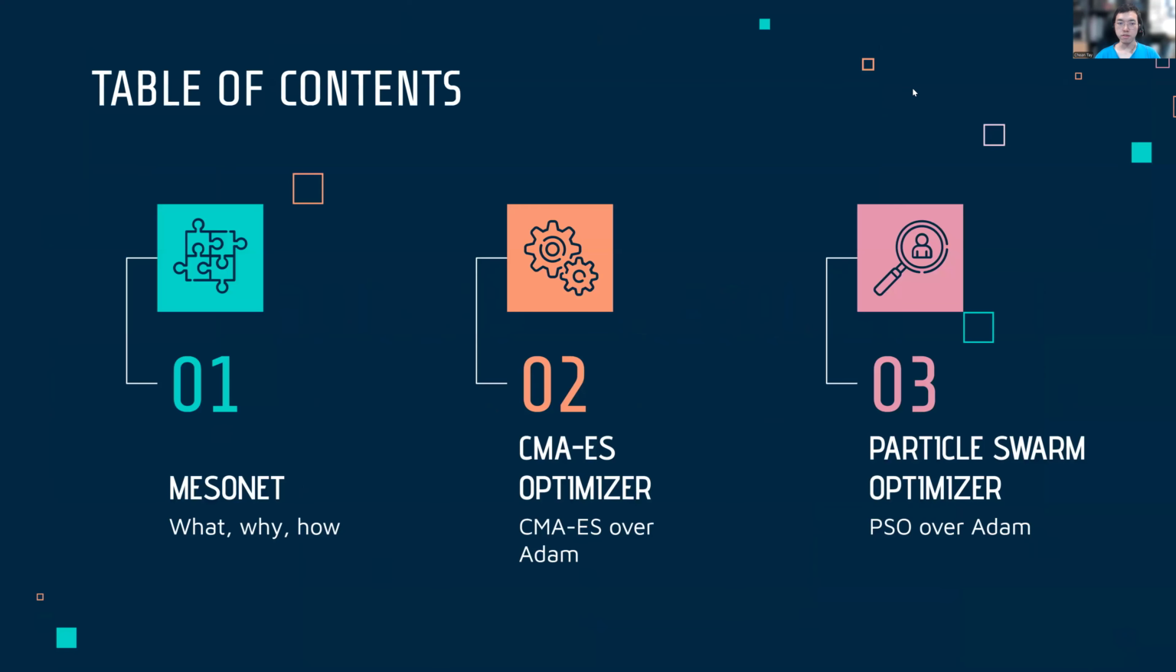In this table of contents page, there are three items outlined for the following slides: MesoNet, CMAES optimizer, and PSO. CMAES and PSO are both optimizers that I tried to replace Adam with and would be explained further in the presentation. But for now, let's talk about MesoNet.